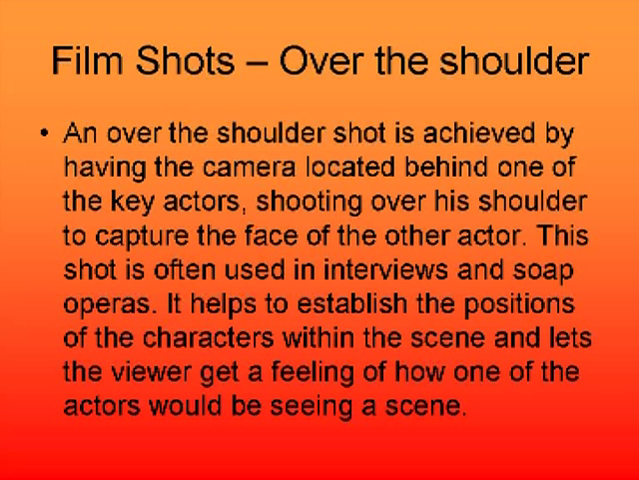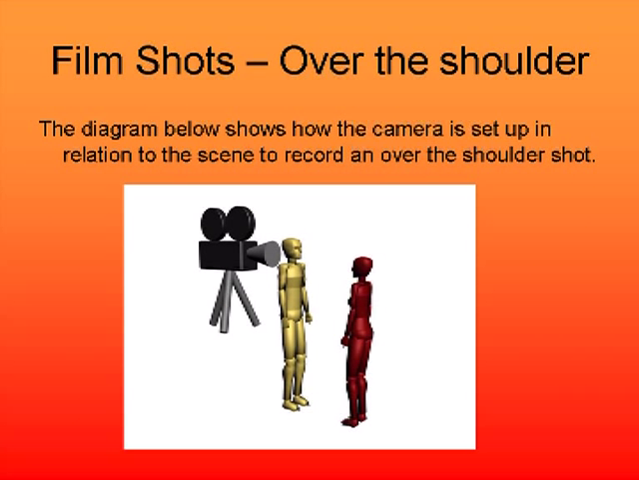Over the shoulder. An over-the-shoulder shot is achieved by having the camera located behind one of the key actors, shooting over his shoulder to capture the face of the other actor. This shot is often used in interviews and soap operas. It helps to establish the positioning of the characters within the scene and lets the viewer get a feeling of how one of the actors will be seeing a scene.